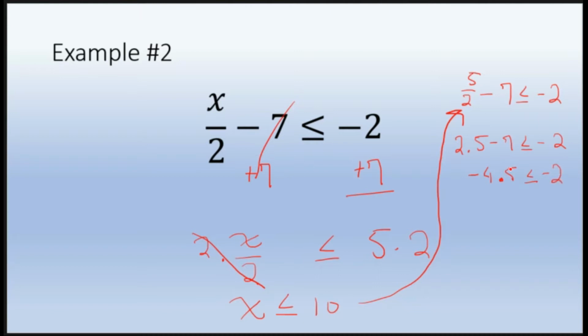Okay, so we have two numbers. We're going to compare them now. Is negative 4.5 less than negative 2? Well, we have a bigger negative number over here, and this side should be less than. So negative 4.5 is less than or equal to negative 2. So that's a true statement.